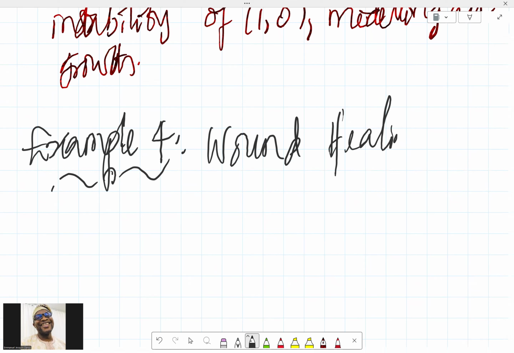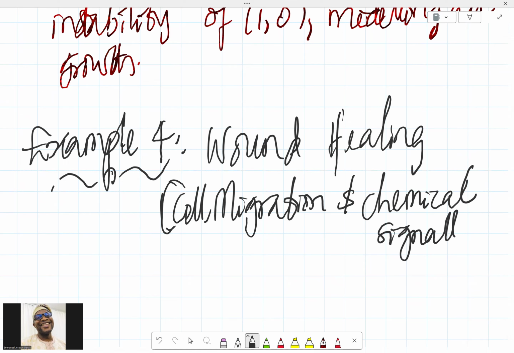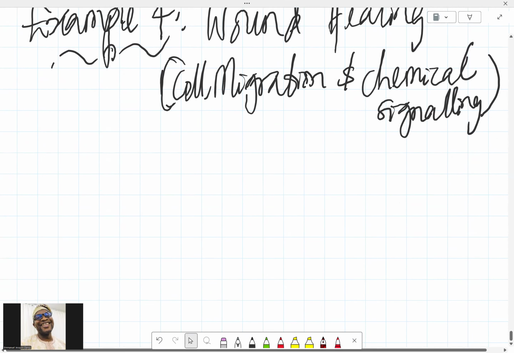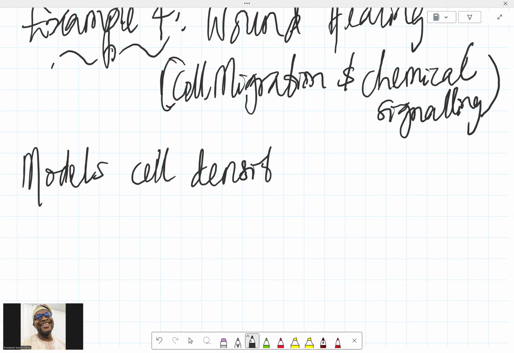So we can model the healing of wound using partial differential equations, since that happens in space and time. So we have cell migration. That deals with wound healing, cell migration and chemical signaling. Okay. So this actually models cell density n, and growth factor C.